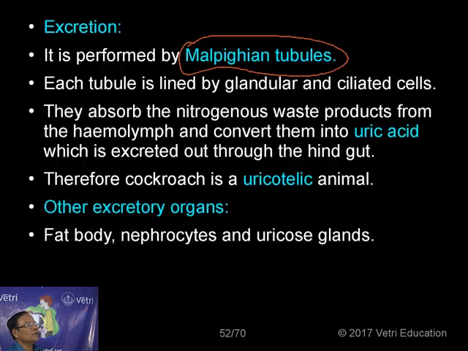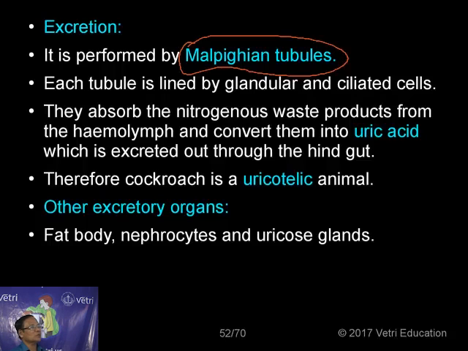Now the main function of these tubules: they are floating in the hemolymph, what we can say, the colorless blood. It collects the waste products, and converts them into uric acid. So uric acid is one of the adaptations, you know that one, to prevent the loss of water. It is concerned with the water conservation process.